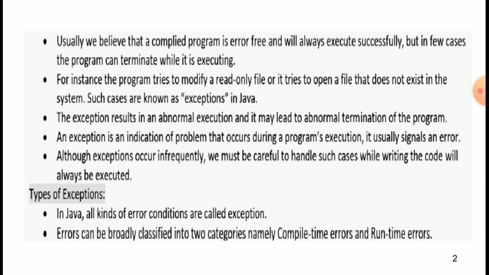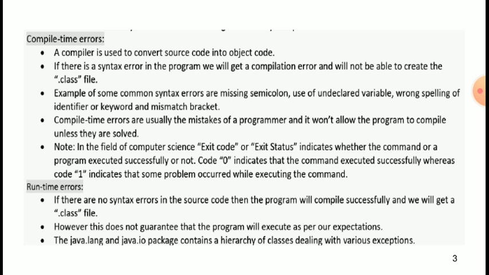Types of exceptions in Java. All kinds of error conditions are called exceptions. Errors can be broadly classified into two categories, namely compile time error and runtime error. So first, compile time error. A compiler is used to convert source code into object code. If there is a syntax error in the program, we will get a compilation error and will not be able to create the .class file.